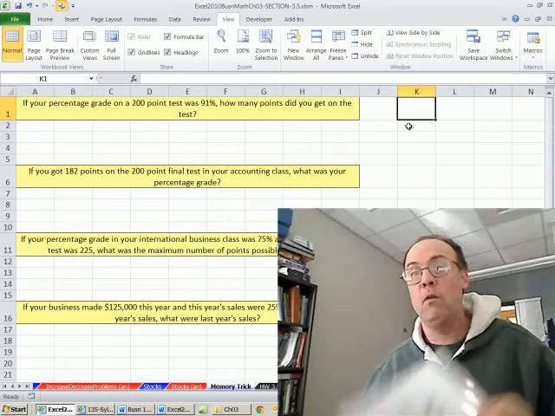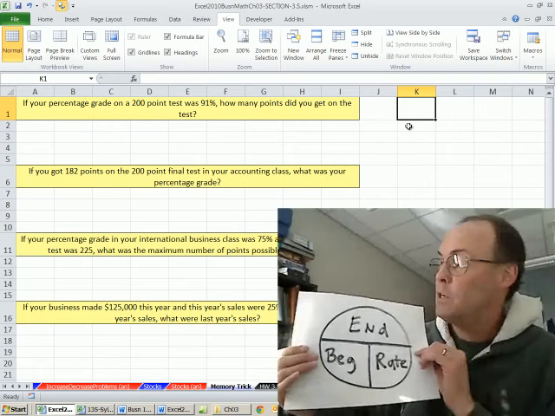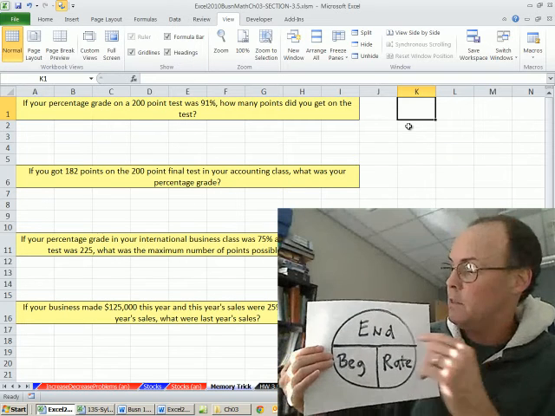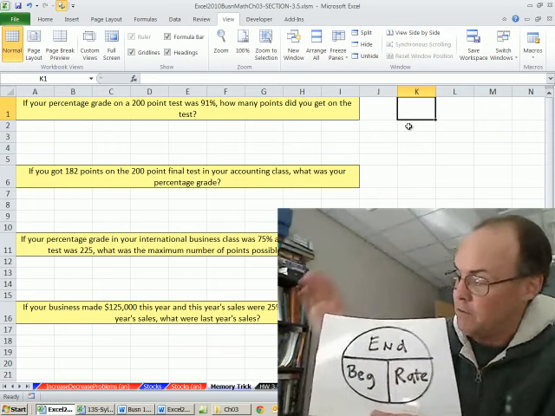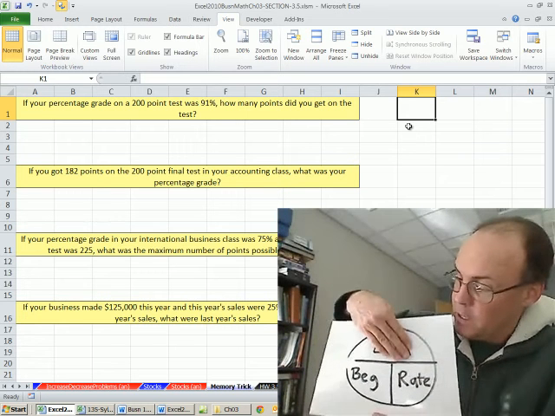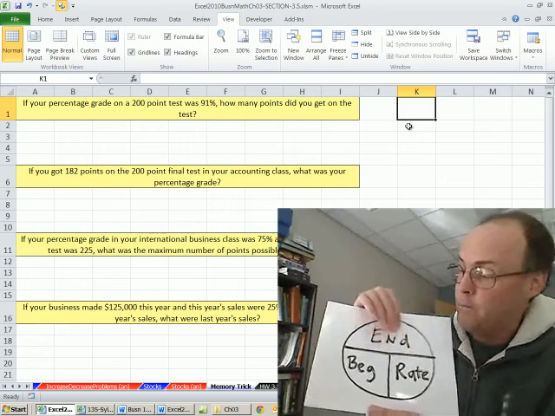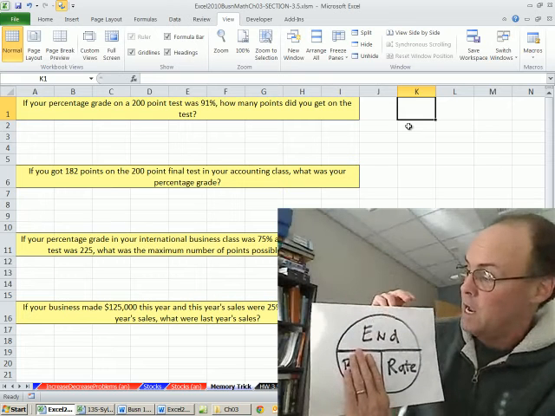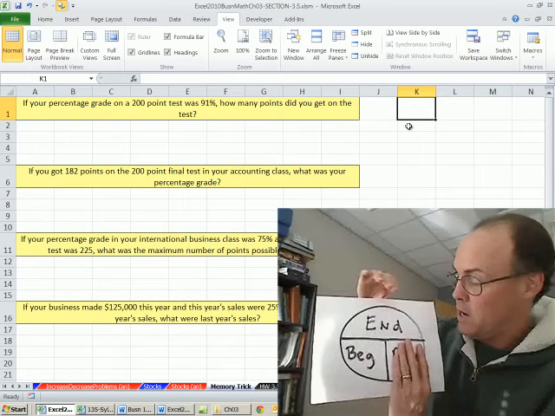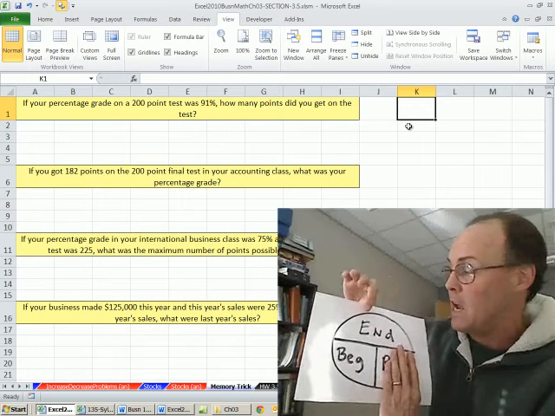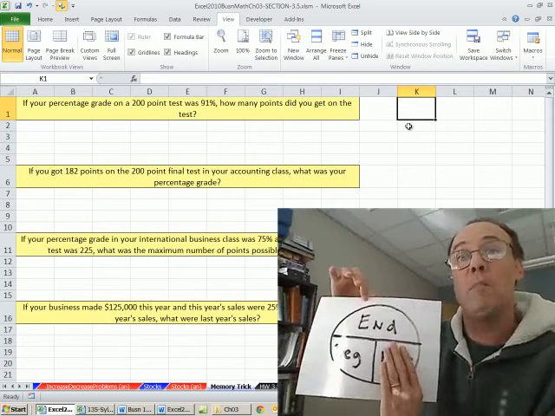And this will work for increase-decrease problems too. We know that the end is the part, the begin is the base. So if you're solving for end, you simply cover it up and it's begin times rate. If you're solving for begin, oh, end divided by rate. Similarly, if you're doing the rate, you say end divided by begin. So these are memorization tricks.